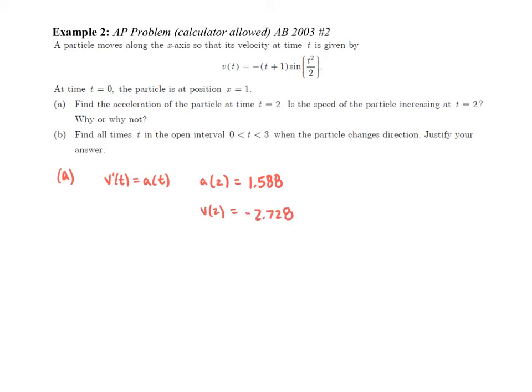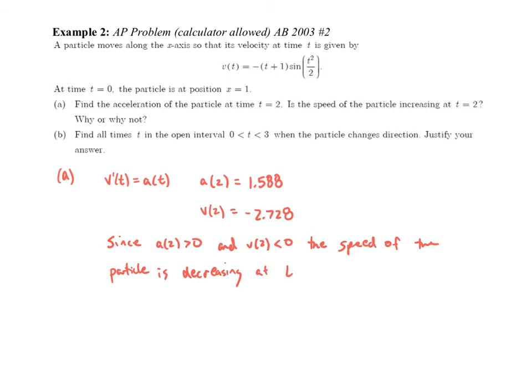So what we have is a positive acceleration and a negative velocity. So what we could say is that since a of 2 is greater than 0 and v of 2 is less than 0, the speed of the particle is decreasing at time equal to 2.